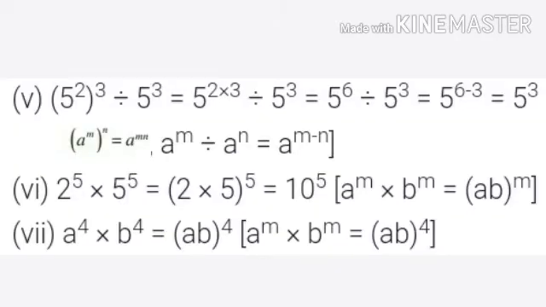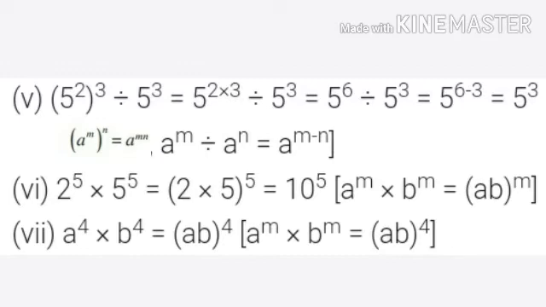Fifth, 5 to the power 2 whole to the power 3 divided by 5 raised to the power 3 is equal to 5 raised to the power 2 into 3 divided by 5 raised to the power 3. Here we apply the second and third rule of exponents. It will become 5 raised to the power 6 divided by 5 raised to the power 3, which is equal to 5 raised to the power 6 minus 3, which is equal to 5 raised to the power 3. Here the bases are equal and the powers are different, so we subtract the powers and it will become 5 raised to the power 3.